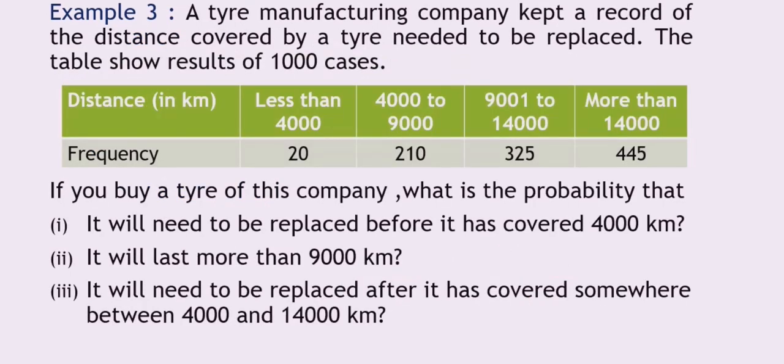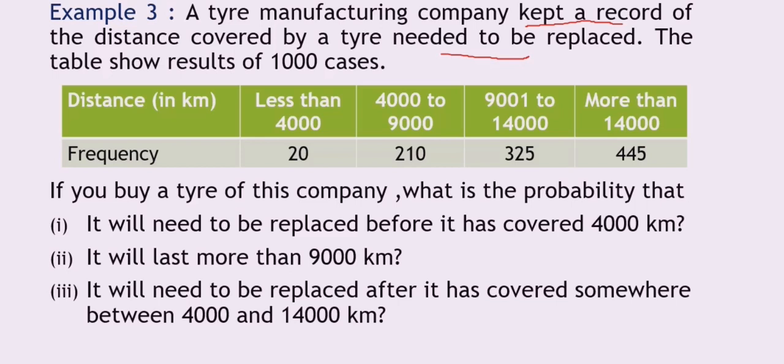A tire manufacturing company kept a record. So you can see again, kept a record means what? Collected the data. So the experiment has been done. What they noted down was that when the customer comes to change the tire, they collect the data of when the tire needed to be replaced. So the table shown is here.